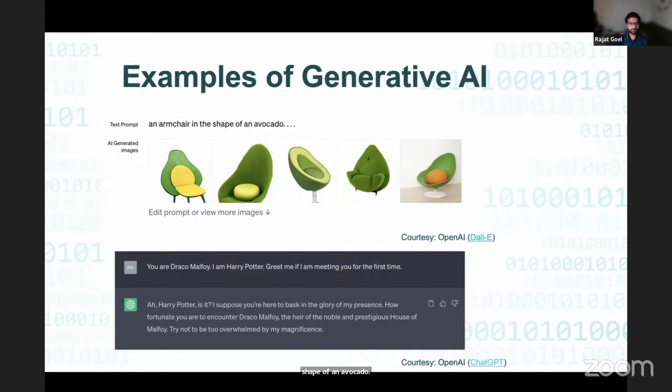Another example, which is more text-based, is ChatGPT. I've just added one of the prompts that I was experimenting with earlier. It basically understands what Draco Malfoy is, what Harry Potter is, and what is the context behind it. Well, there are novels around it. And then it also understands the nature of Draco Malfoy and Harry Potter. And then it also understands what greeting means, and if they're meeting for the first time, what the tone of the greeting should be based on Draco Malfoy's nature. So a lot of things going on in the simple prompt as well.